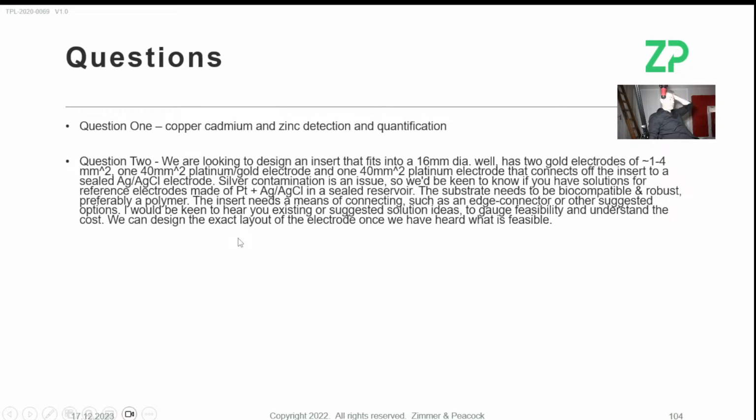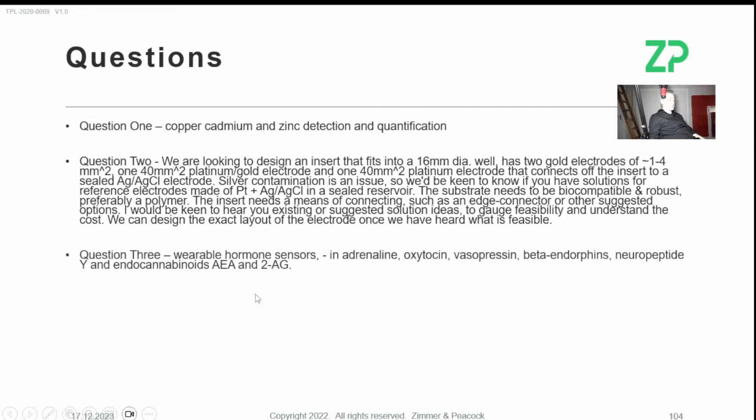Question number 2, yes, your part is feasible. I'm concerned about reproducibility. I'm concerned about cost. I'm concerned about the materials because they're expensive. I would say send us a sketch, but the first answer to your question is that it's feasible.